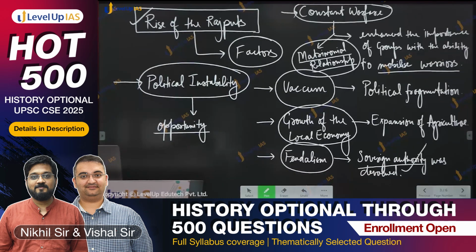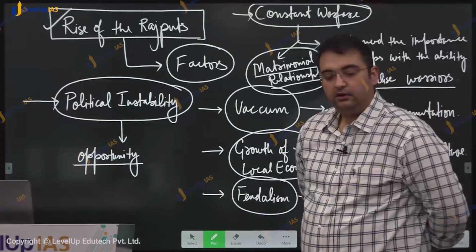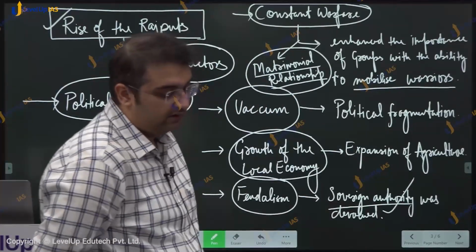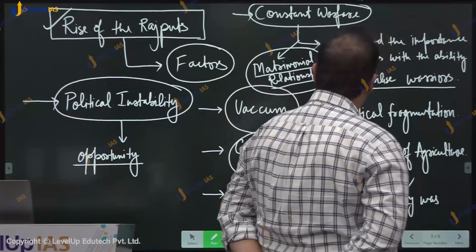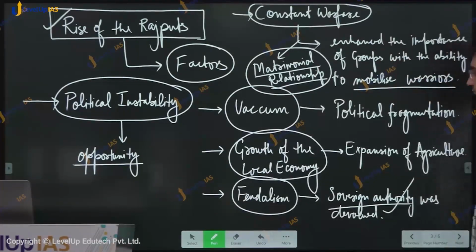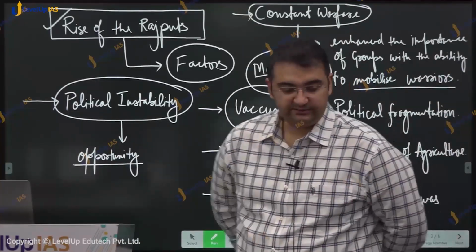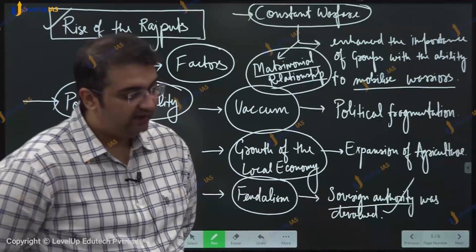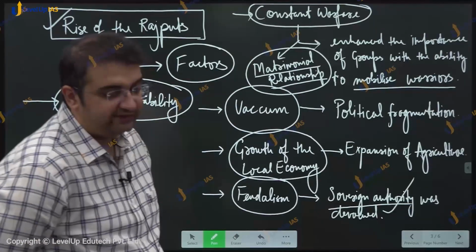Next point. Next main point, number 5. The expansion of agriculture, resulting in local prosperity, gave these Rajput lineages the material ability to expand power.